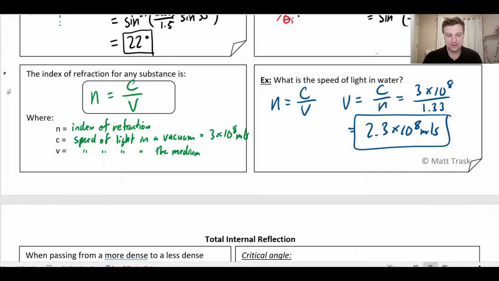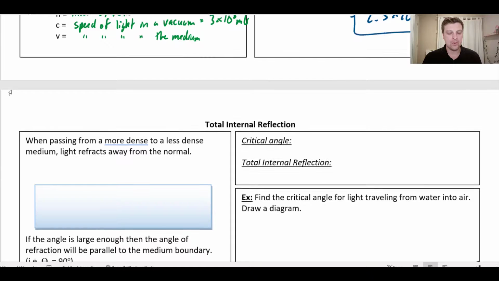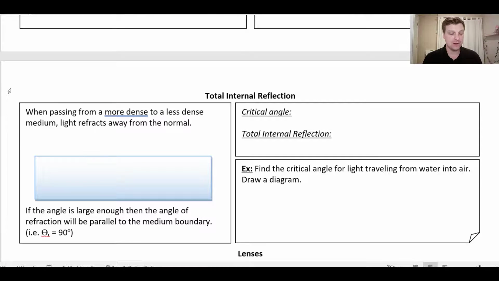that we might observe. Okay, one last thing that we want to talk about in this first part of the video is something called total internal reflection. Now, this is kind of a funny situation that can occur if we're ever going from a more dense to a less dense medium.